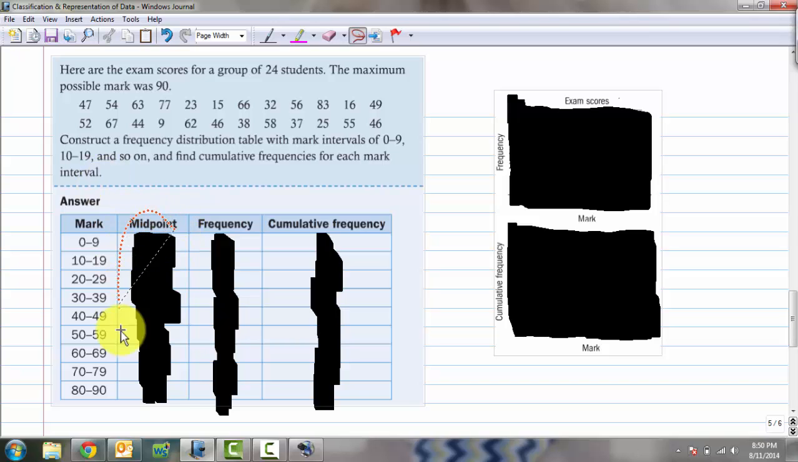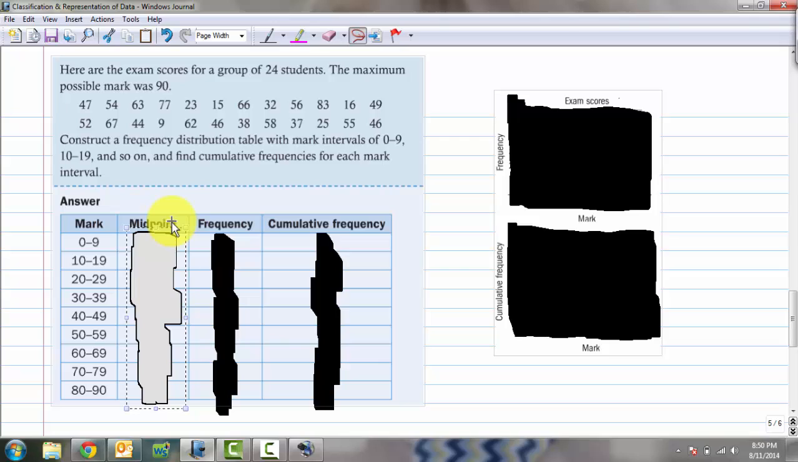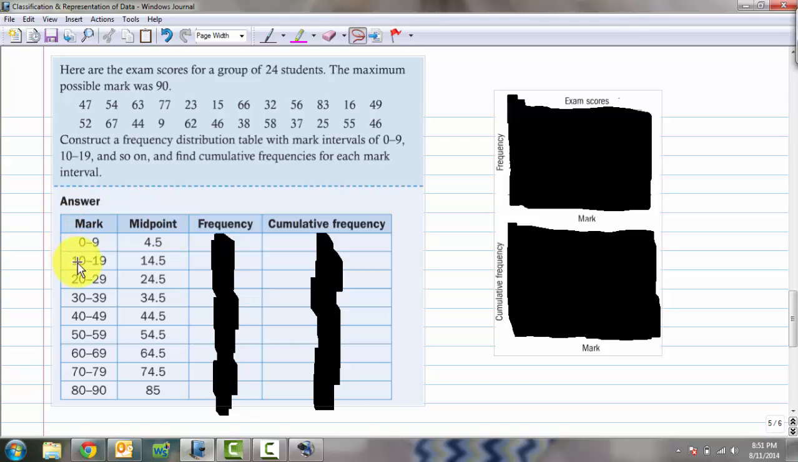And the midpoints, which are usually called the marks, take a second, pause the video, and find your class marks. The midpoints. Now, why didn't I do 0 and 10? Well, what you have to look at is this data. This data is not continuous. This is discrete. This is the score on each exam. We're not counting decimals. You can have 0, 1, 2, 3, 4, 5, 6, 7, all the way up to 90. So when we find these midpoints, we're going to do 0 plus 9 divided by 2.